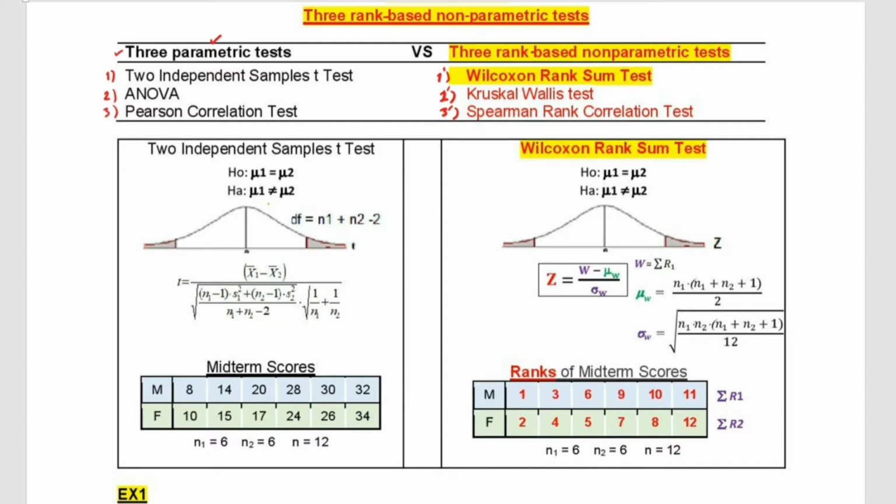And 1 prime, 2 prime, 3 prime are rank based. They use ranks. Ranks are numbers 1, 2, 3, 4, 5, 6 to n, like this. All data are given serial numbers. These tests use only these serial numbers. They are called non-parametric tests, not a very good measurement test. They are tests for not very good measurements, not very good populations.